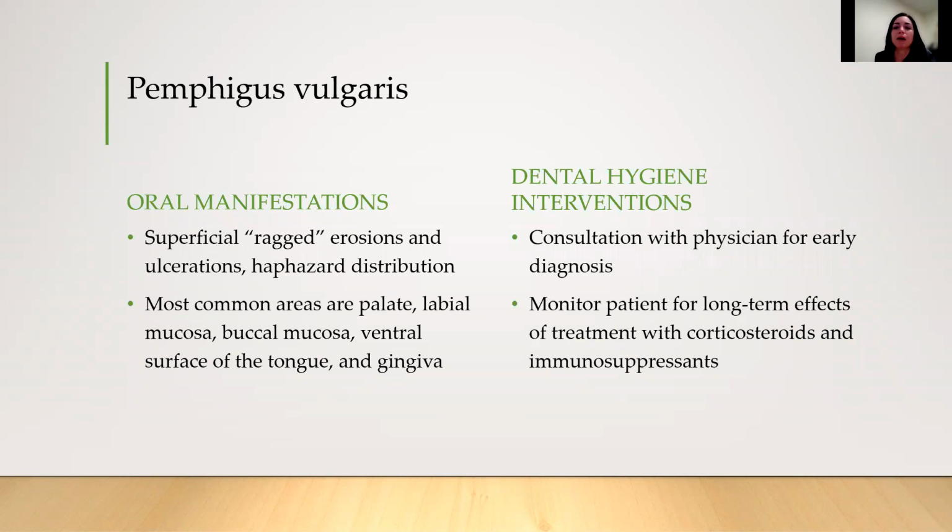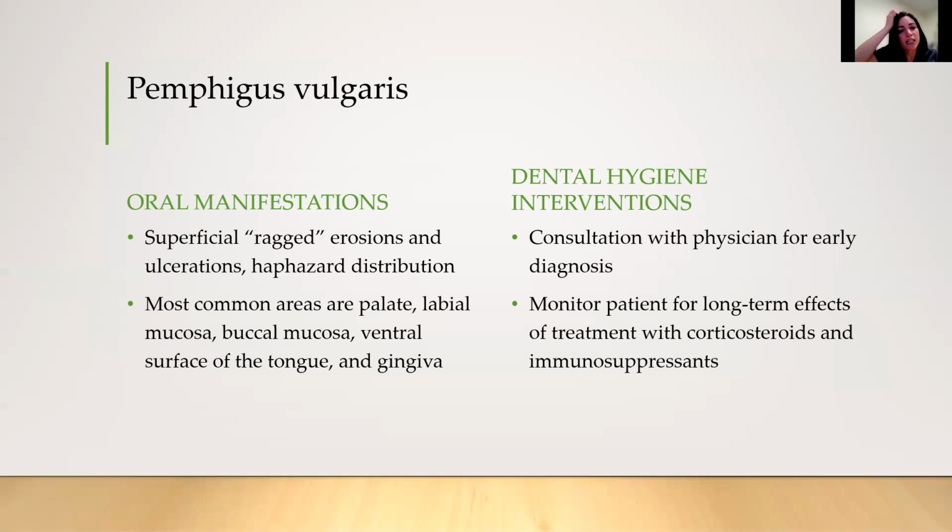Okay, so we're going to pick up where we left off on pemphigus vulgaris. This is a progressive, severe disease affecting the skin and mucous membranes characterized by bullae that rupture and form painful ulcers. So this is similar in some ways to the pemphigoid from the first one that we covered at the beginning of the lecture.